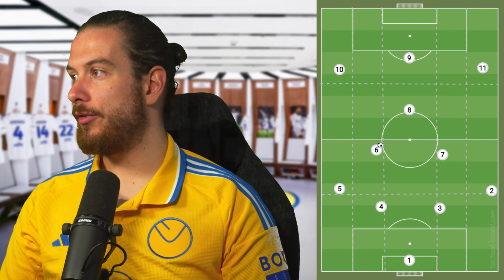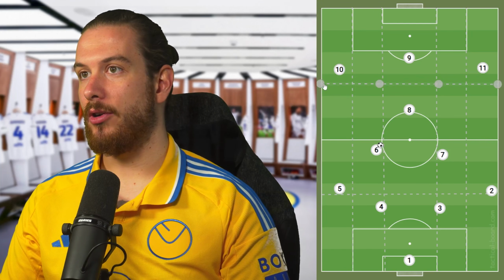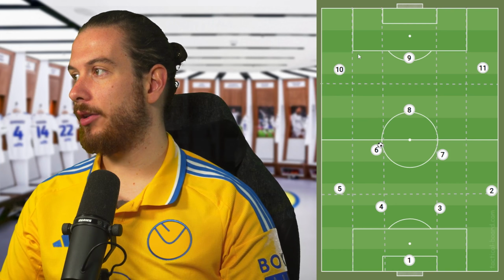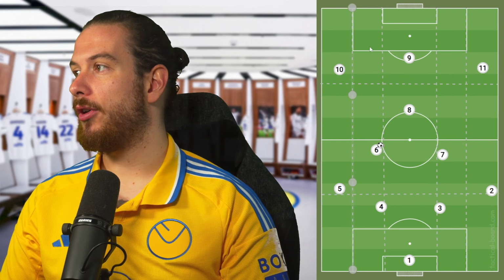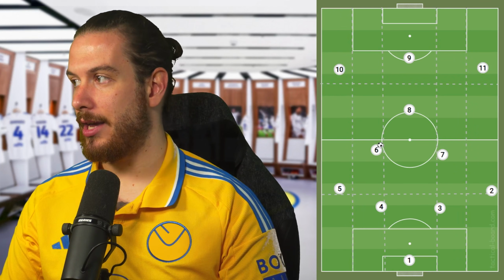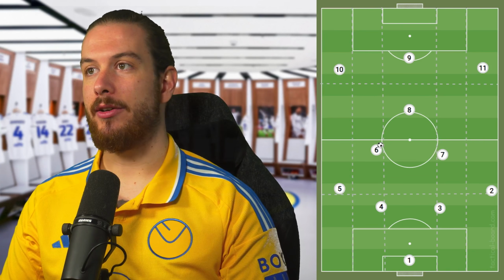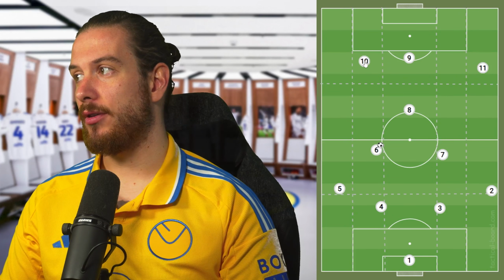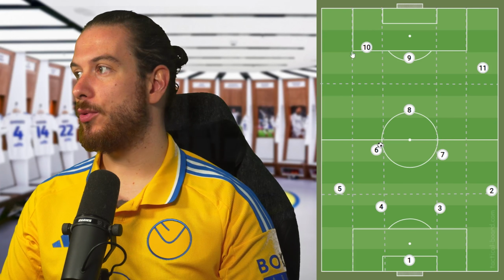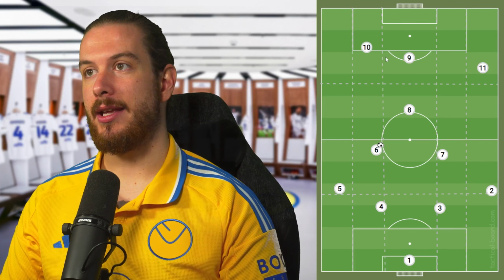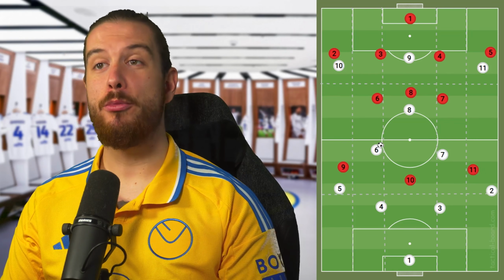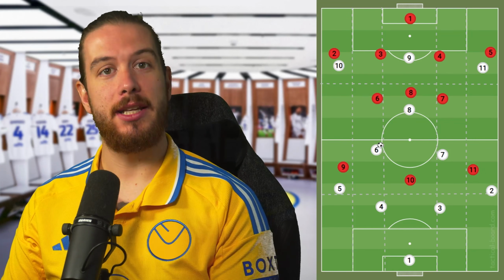We've split the pitch up into thirds. So, of course, you've got the middle third between these two, and then you've got the final third at either end. And then also we like to have the lines here for the half spaces. It gives you an idea of what I'm talking about when I'm saying a winger's drifting into the half space. This is exactly what I mean. This is the area in between a fullback and a centre back here, essentially. So now that we've sorted that, we can move on to what the system actually looks like.